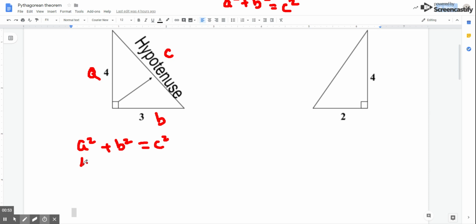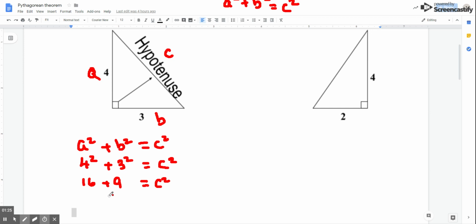A was 4, so replace A with 4. B was 3, we replace B with 3. And we write back C squared. We don't know what C is. Now 4 squared means 4 times 4, and 3 squared means 3 times 3. According to BEDMAS, you'd have to square these numbers before you can add them. So 4 squared is 16, and 3 squared is 9, and you'd get C squared.